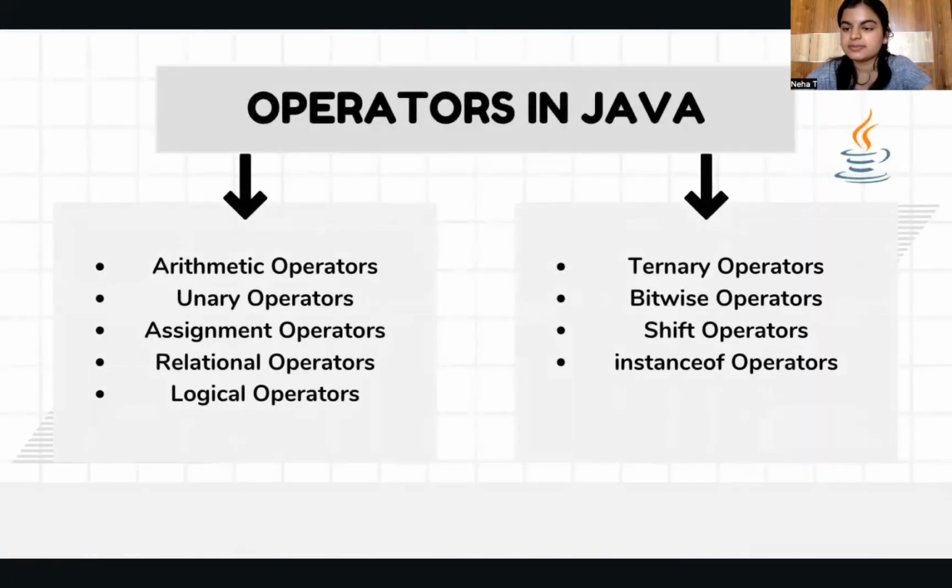The various types of operators in Java are arithmetic operators, unary operators, assignment operators, relational operators, logical operators, ternary operators, bitwise and shift operators, and instanceof operators. We'll be seeing all these one by one now.